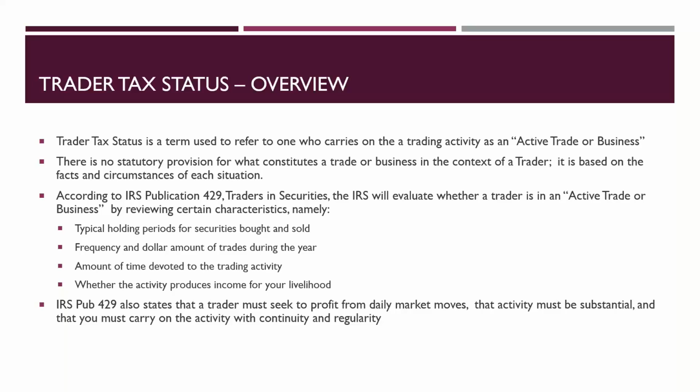So if someone's losing money every year on trading, the IRS is probably gonna disallow someone claiming that they're a professional trader. Furthermore, Pub 429 states that the trader must seek to profit from daily market moves. The activity must be substantial, and you must carry on the activity with continuity and regularity. So again, this goes back to holding periods. You have to be trading, turning over your portfolio or positions in your portfolio frequently to try and make money.